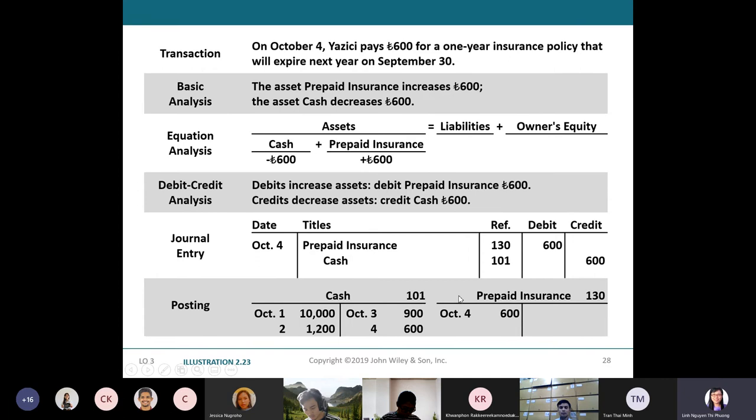Again, when the company pays for something in advance, before they use it, it's going to be a prepaid expense. Or we call it prepaid insurance, prepaid rent, prepaid gasoline, many types of prepaid, all right? We pay for something and we haven't used it yet. It's a prepaid expense, and this is under assets.